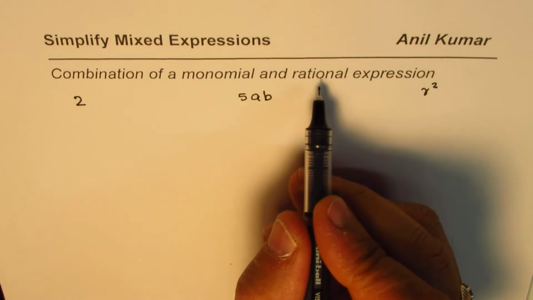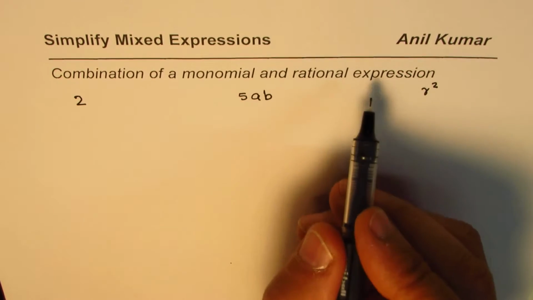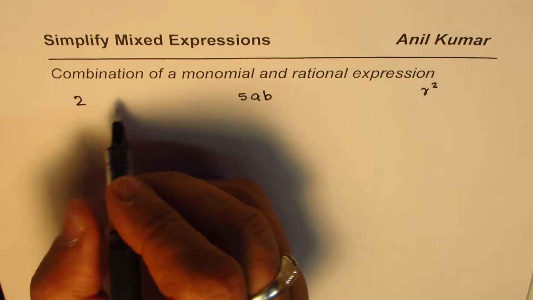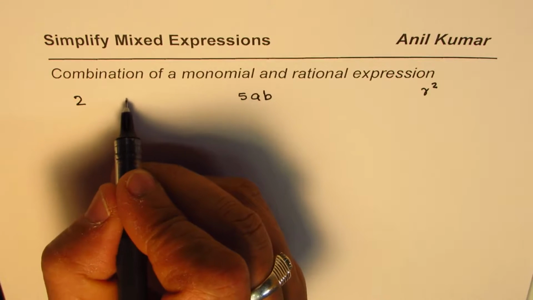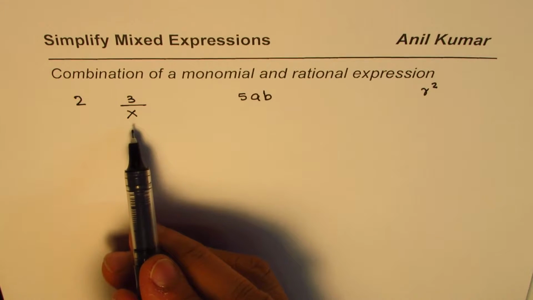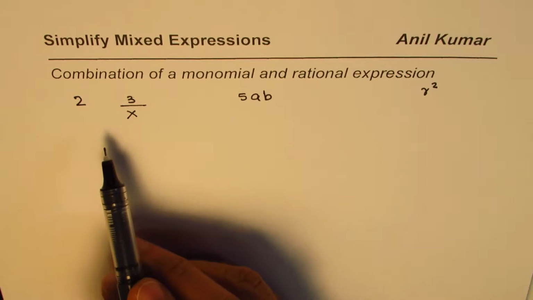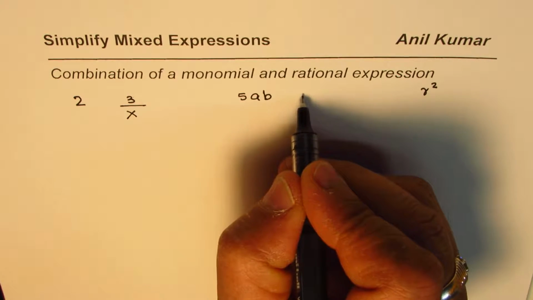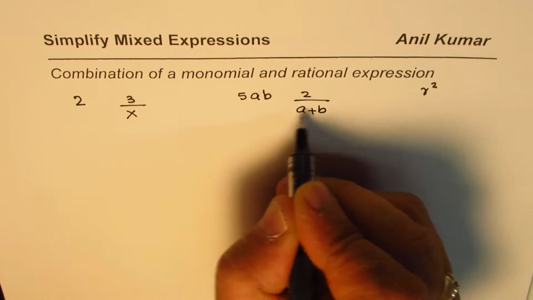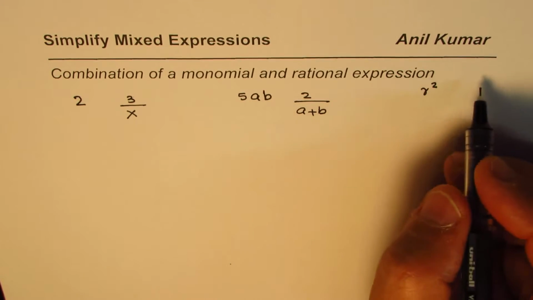Now let's look into the rational expression part. We are saying combination of monomial and rational expression. Now a rational expression is the ratio of two polynomials. So it's like something over something. For example, it could be 3 over x, correct? So that becomes a rational expression, a polynomial divided by another polynomial. Or we could have something like 2 over a plus b, since I took a and b as variables. Or in this case, I took r.